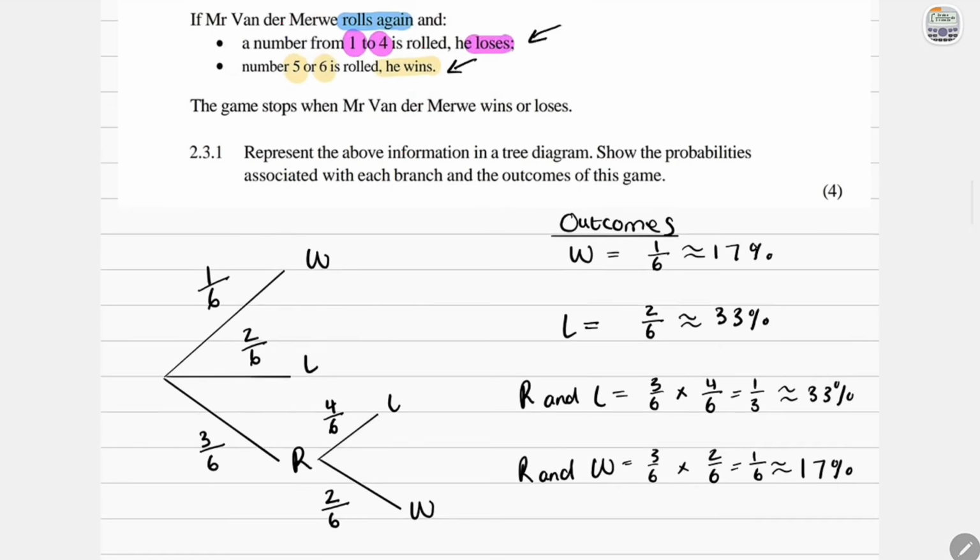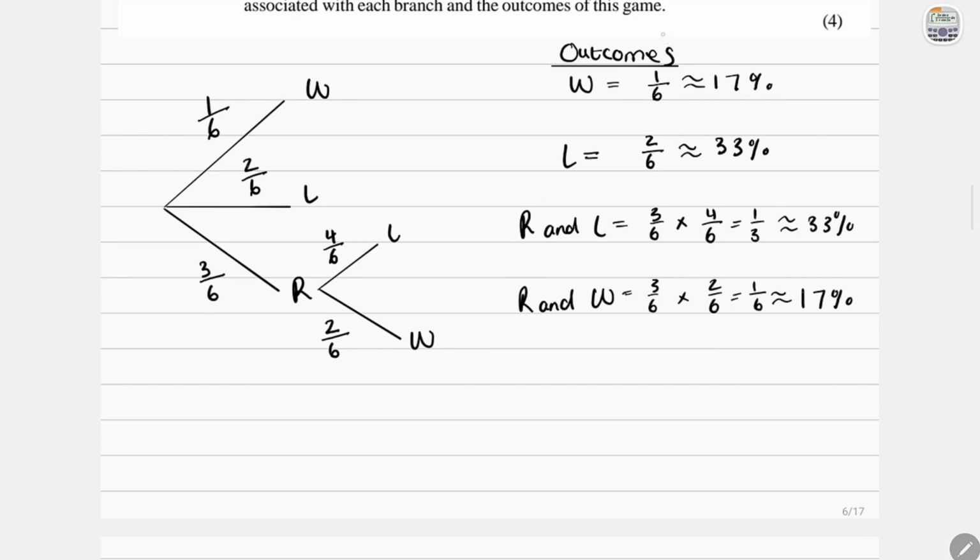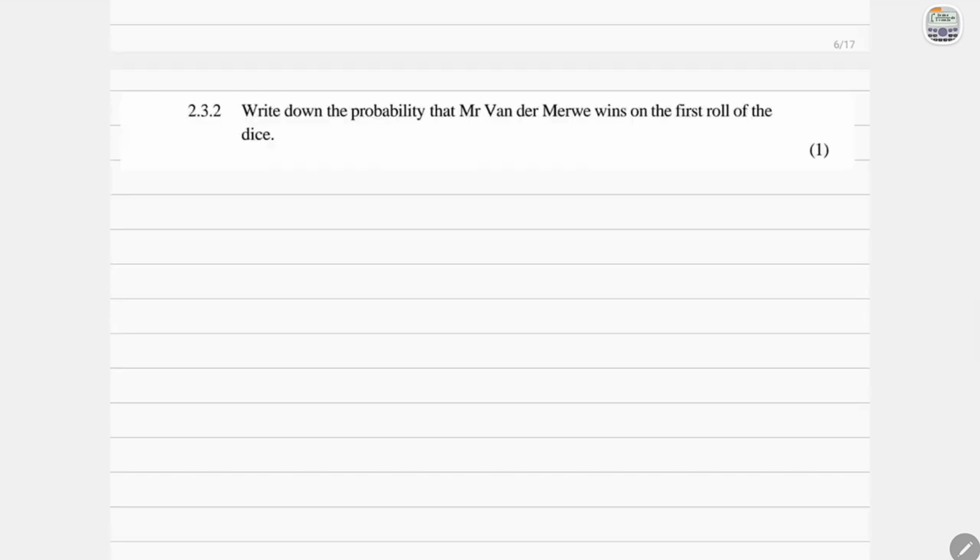Okay, so that is it for that question. Moving on to the next question. And then question 2.3.2 says, write down the probability that Mr.